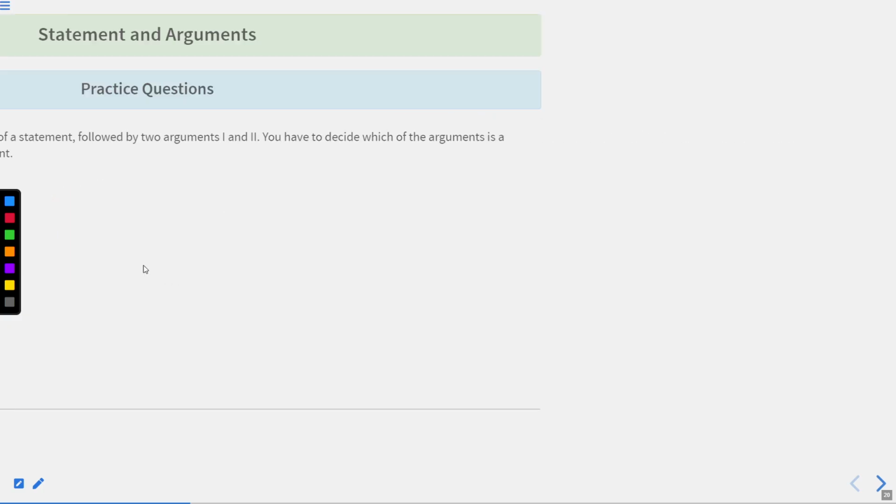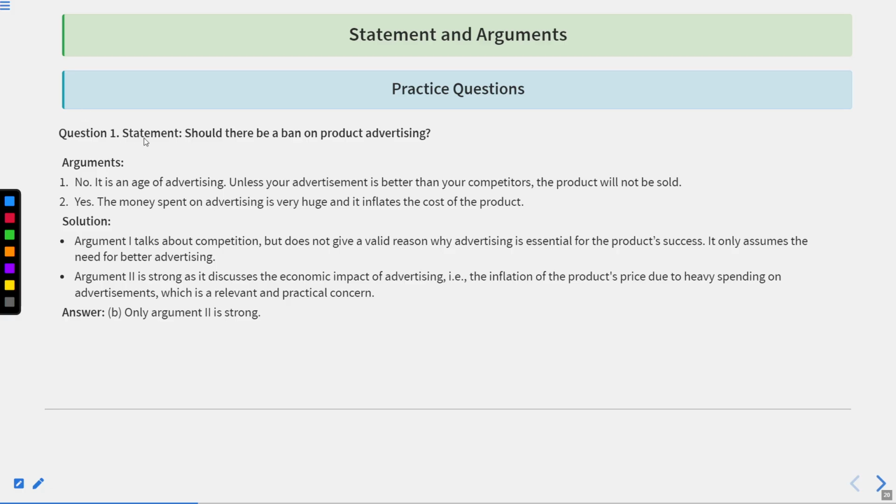And the first question with the solution is in front of you. Should there be a ban on product advertising? Now, should there be a ban? So now the first approach, again, I would like to ask you, what is the first approach? Understand the question.